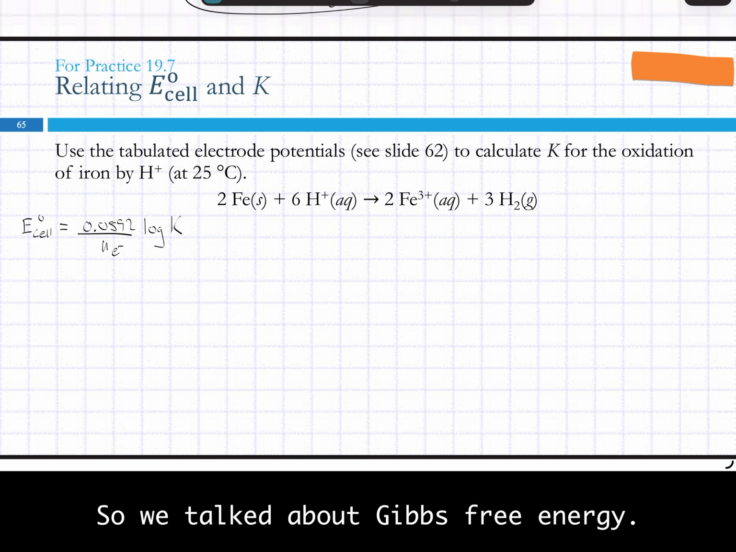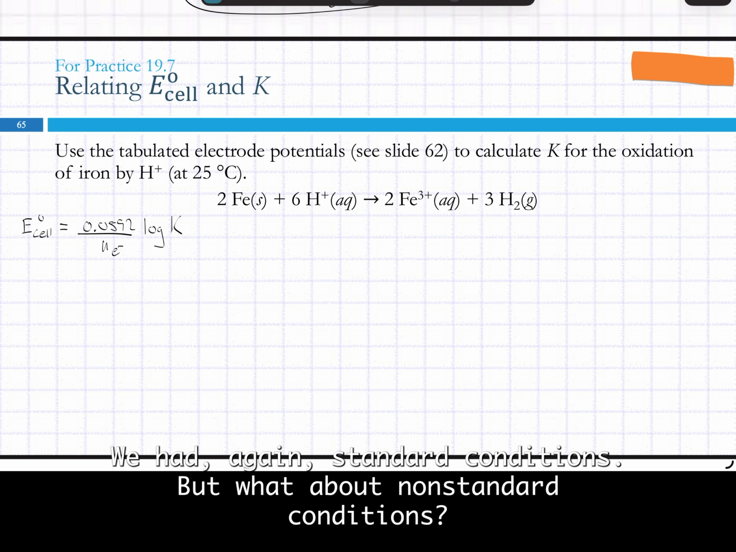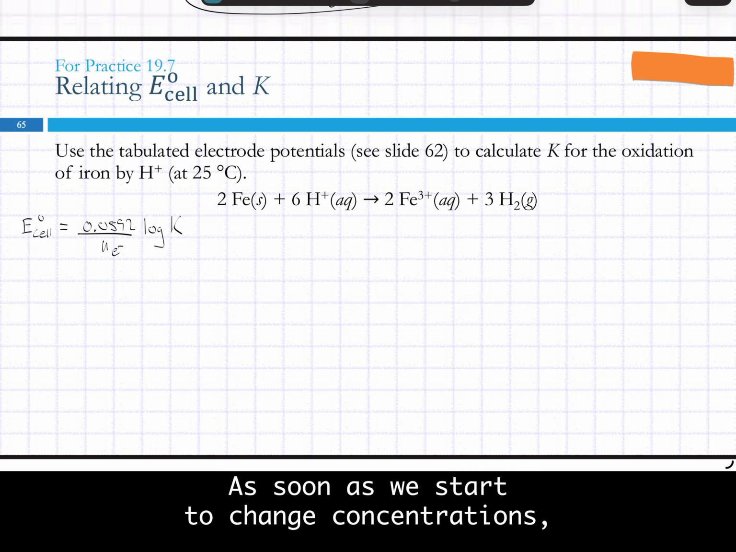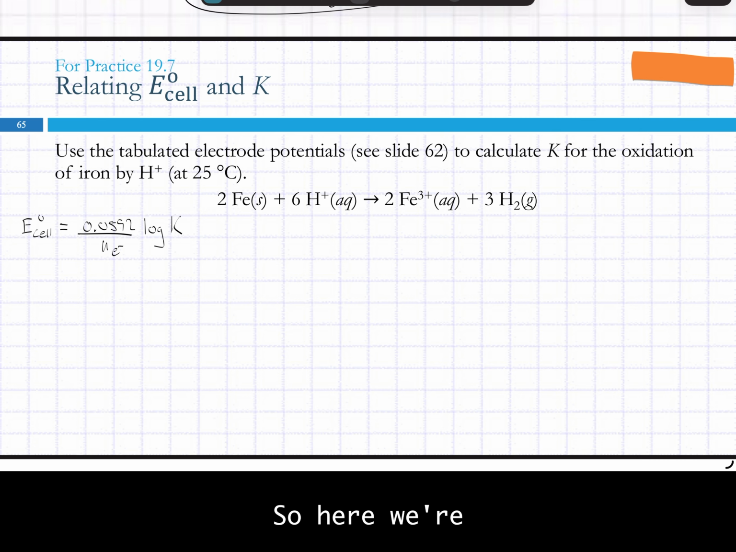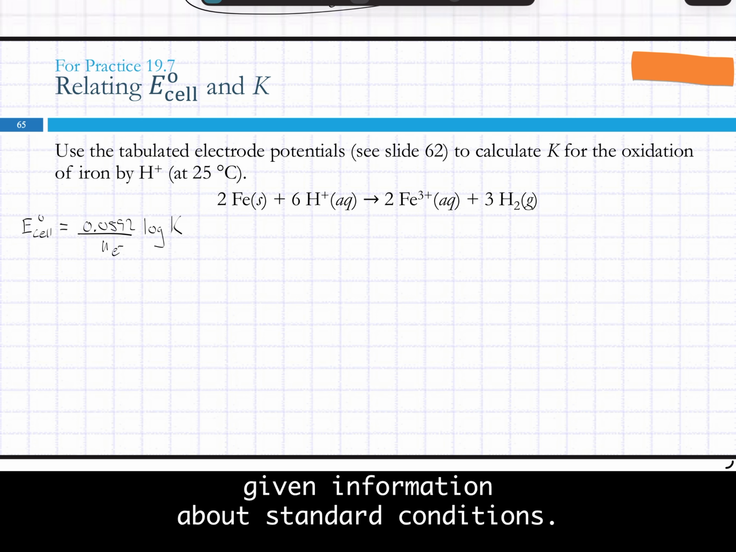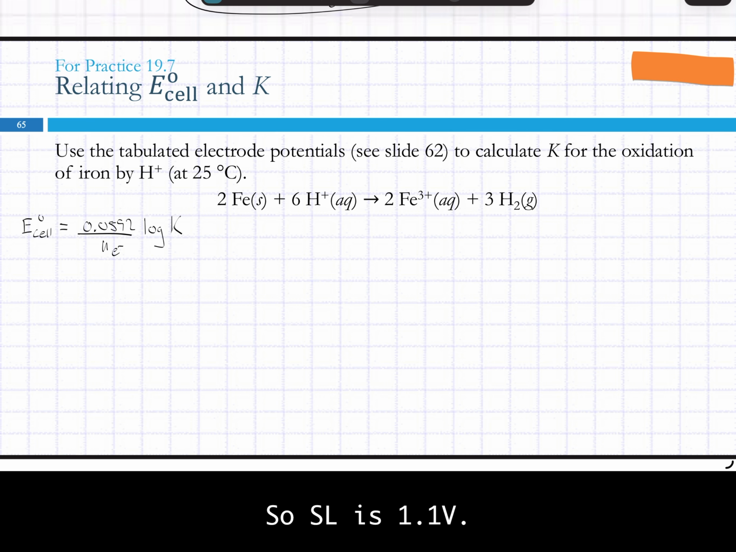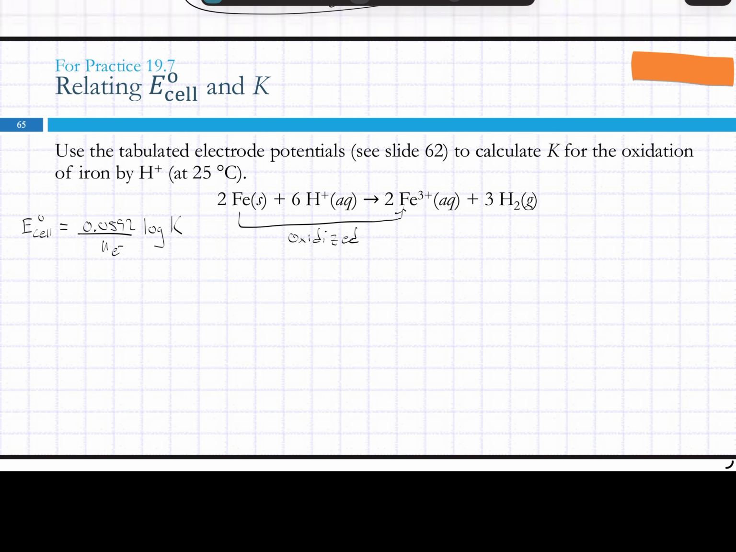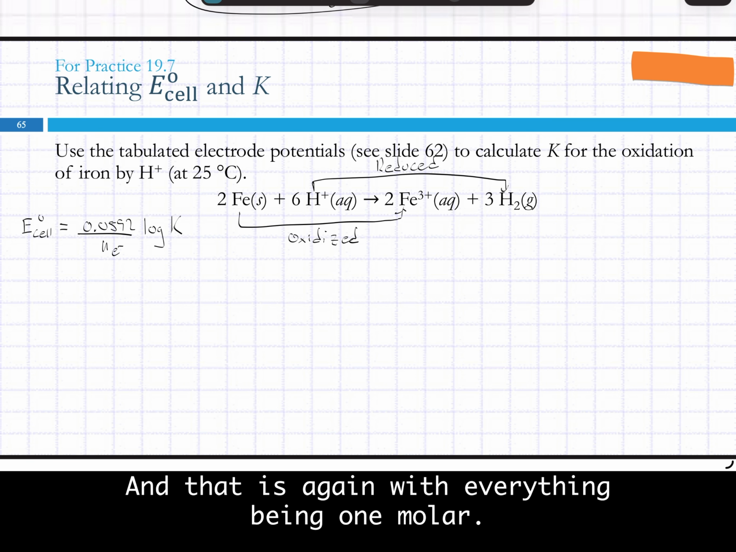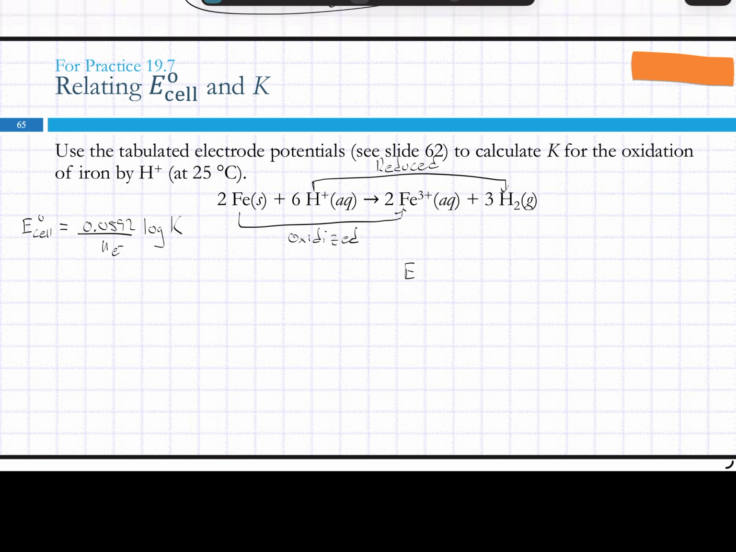All right, so we talked about Gibbs free energy. We had, again, standard conditions, but what about non-standard conditions? As soon as we start to change concentrations, we get away from those standard conditions. So here we're given information about standard conditions. E cell is 1.1 volts. So is that spontaneous or non-spontaneous? Spontaneous. Right, so it's spontaneous. And that is, again, with everything being 1 molar.